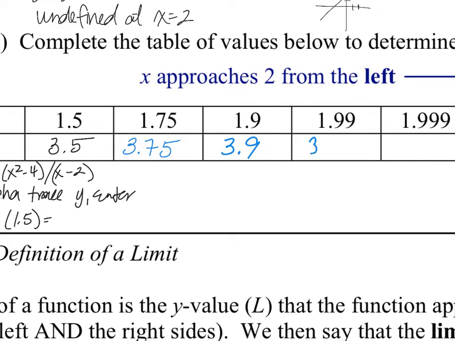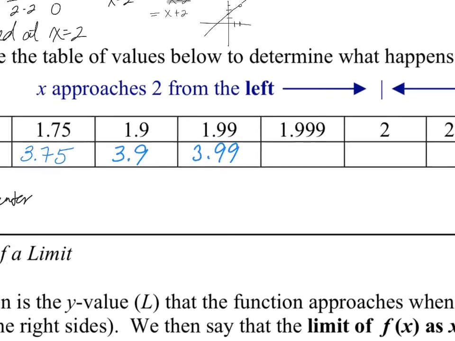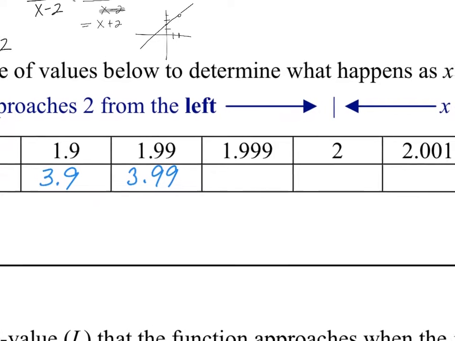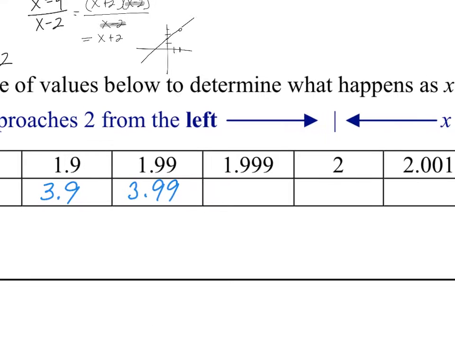I don't know what you guys are seeing, but I'm tapping on stuff I probably shouldn't be. Okay, so I got 3.99. I do it again for 1.999. Got a little bit of a lag. 3.999. Okay. So 3.999 on that side.